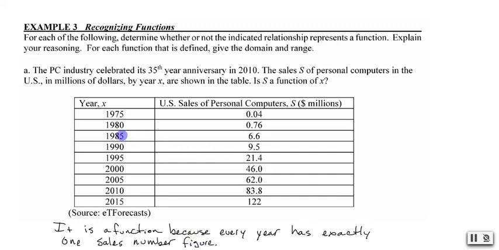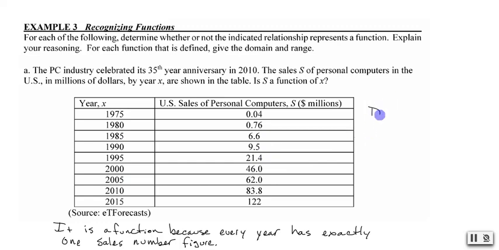It wouldn't make sense to have two 1985s in here and have two different numbers for those, because then you would say in 1985 the sales was this much in millions and also this much in millions. It doesn't make sense for this type of a data set for that to happen. So yeah, this is a function.